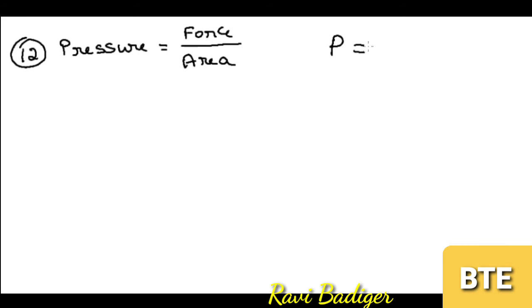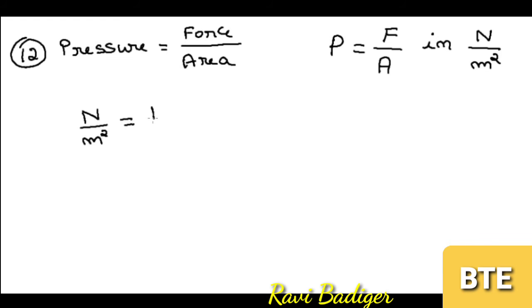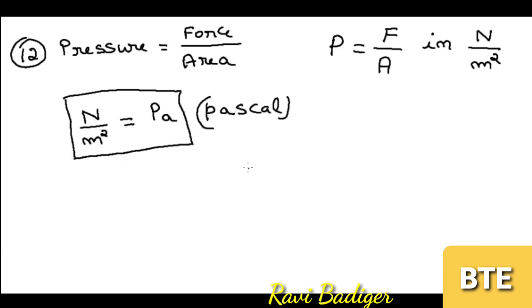Pressure is denoted by capital P, force with the capital F and area with capital A. Therefore P is equal to F by A. Here the unit of force is Newton and the unit of area is meter square. Therefore the unit of pressure is Newton per meter square. Also Newton per meter square is equal to Pascal. So writing Newton per meter square is same as writing Pascal. Pascal is written as PA.